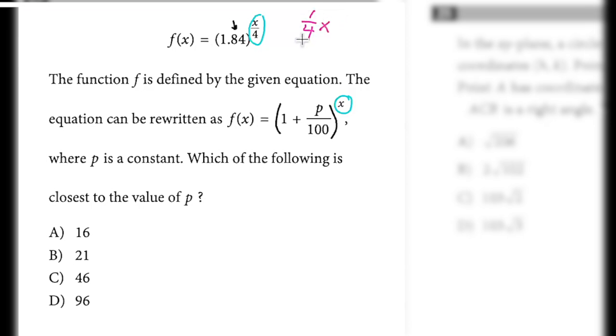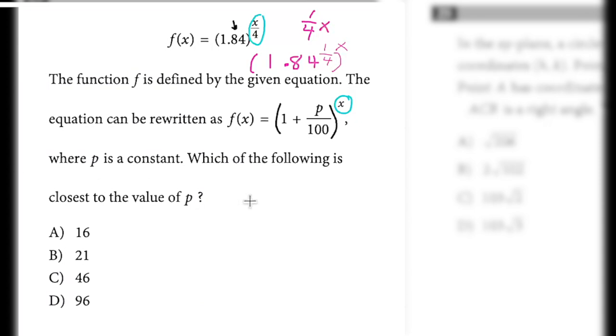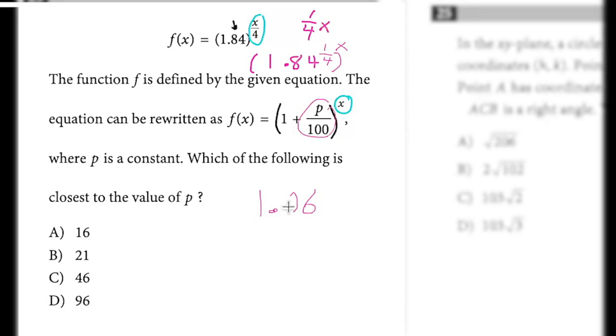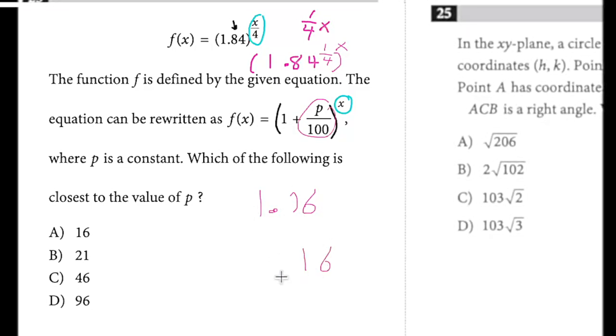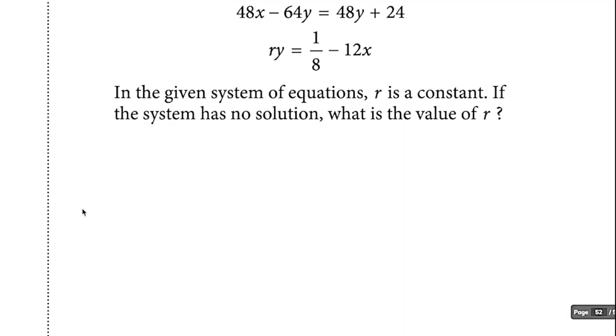And since they're being multiplied, we could also say this is equivalent to 1.84 to the 1/4 to the x. Because remember, if we're multiplying exponents, that's the same thing as raising an exponent to an exponent. So let's throw this into our calculator, 1.84 to the 1/4. All right, 1.16 roughly. So then 1.84 becomes 1.16. P over 100, how do we get 0.16? 16 over 100. Boom. Answer is 16.